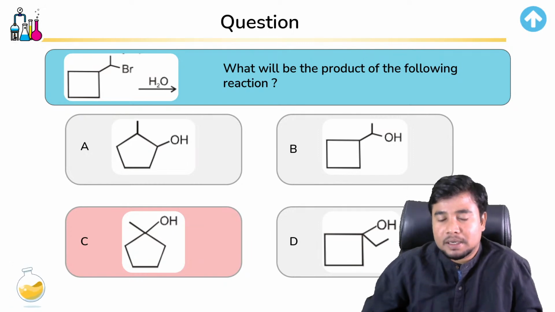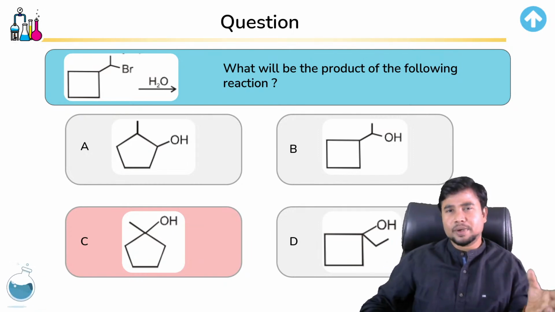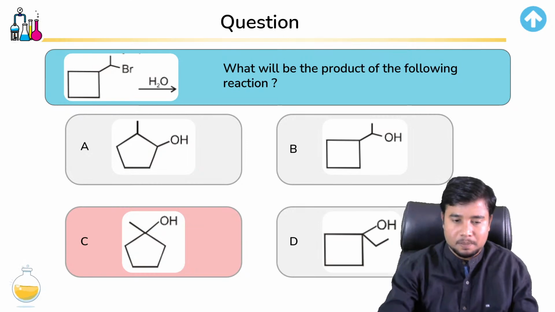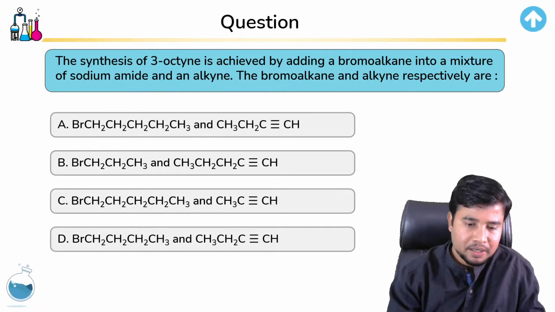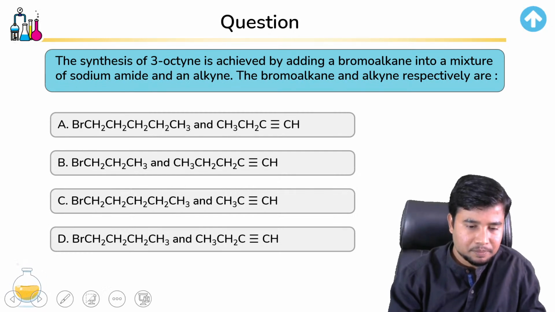Sometimes the problem doesn't allow us to think initially. So we need to look at the options and then think again, right? Now this is the question: the synthesis of 3-octane is achieved by adding a bromoalkane with a mixture of sodium amide and alkyne. The bromoalkane and alkyne respectively are.